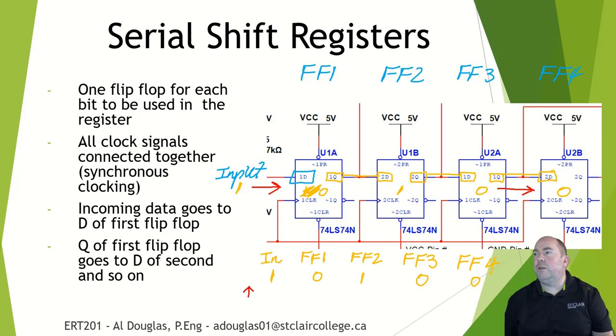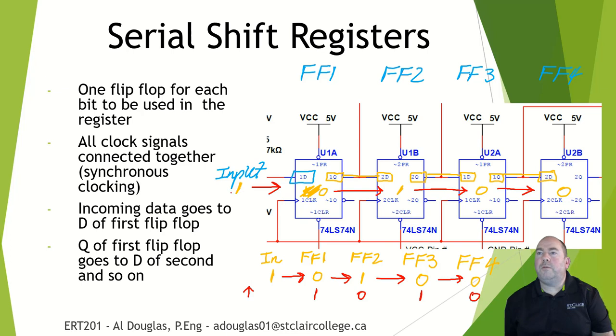We have a 0 on the data. When this gets clocked, we get that 0 over here. And this process basically repeats. So you can see this data basically transfers as we go. So basically that 0 goes over here. This 1 goes over here. This 0 goes over here. And this data in 1 goes over here.